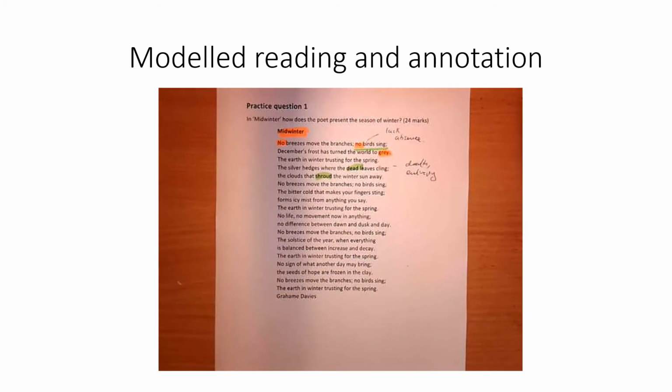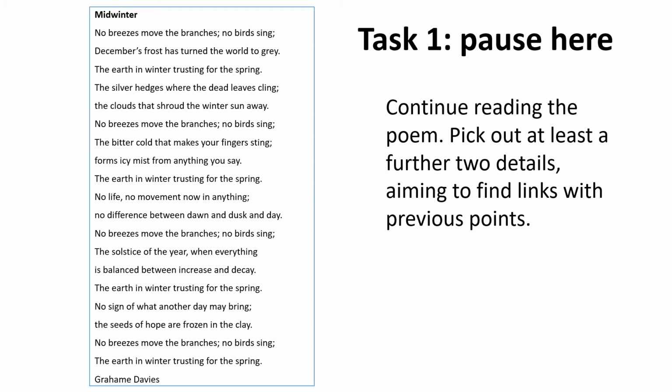Now, your job at this point is to continue the reading. The next task is to continue reading the poem. Your job is to pick out at least a couple more details and think about trying to find links with some of those points we've just made there. These ideas of absence, entropy, death, lack. This idea that winter is being presented in quite a negative way. So at this point you should pause the video, spend a few minutes doing that and add a couple more details to what you've got.